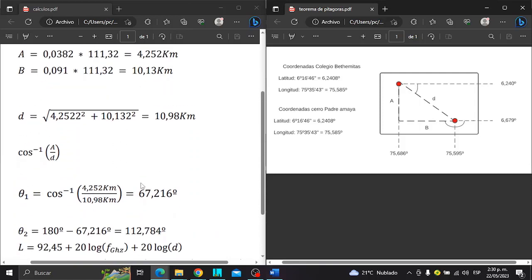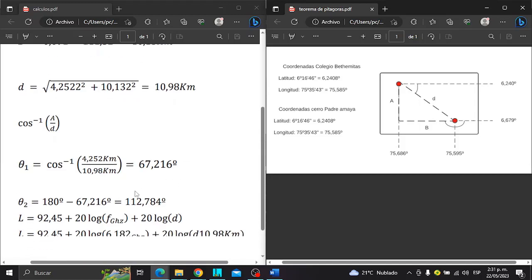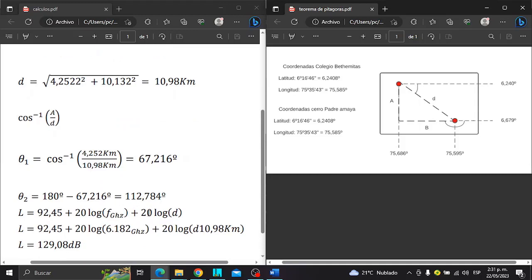Another value calculated was the signal inclination angle, which was obtained by taking the arccosine of the value divided by the distance. The value in degrees is subtracted from 180 degrees in compliance with the angle theorem, and this way the signal inclination angle is obtained.